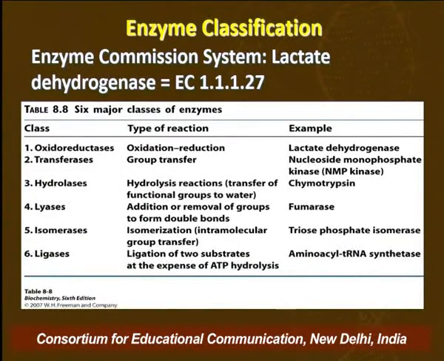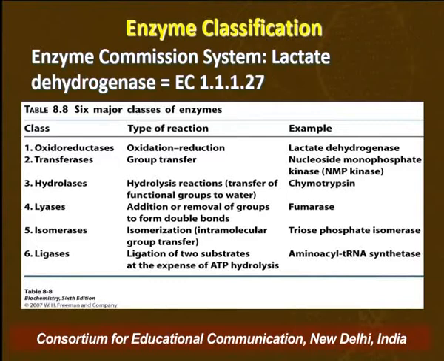Now, this is a tabular representation which shows the 6 major classes. If we see over here, the example which is shown is lactate dehydrogenase. EC is the enzyme commission, 1 shows the major class, then there is 1.1.1.27, which shows the other subclasses under that particular major class. So, the enzymes are divided into 6 major categories, the major classes.